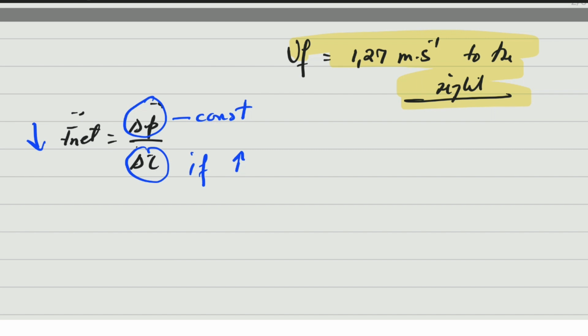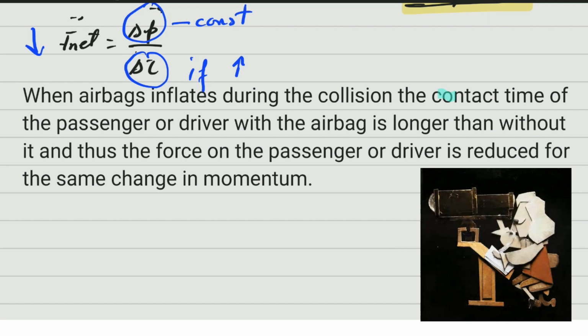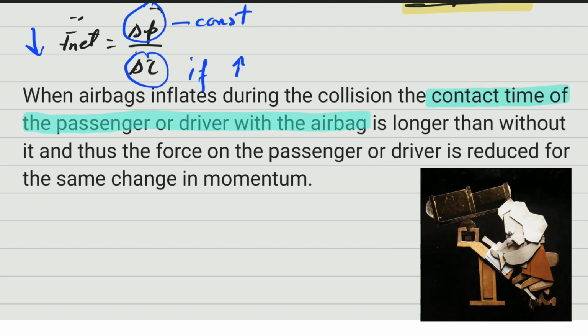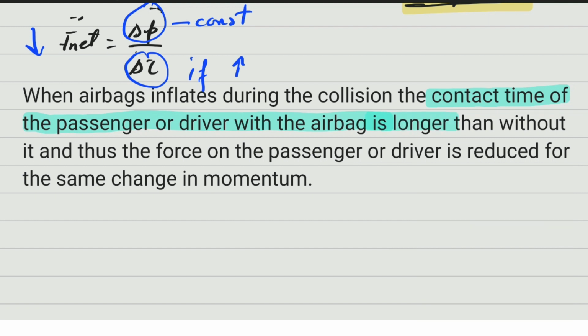And this is in actual fact what happened here. So let's write the answer. The answer will be as follows. When an airbag inflates during a collision, the contact time of the passenger or driver with the airbag is longer than without it, and thus the force on the passenger is reduced for the same change in momentum, and that is according to the law, which is right here on top.